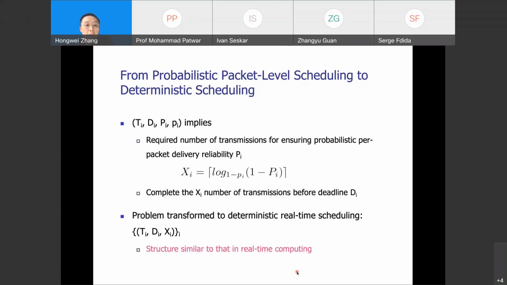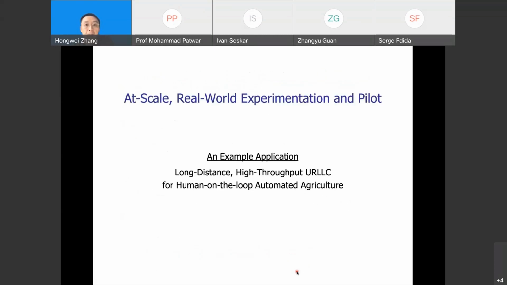But essentially, the takeaway here is that through this local structure and some transformation, you can enable the usage of rich literature from traditional real-time computing to solve some of the problems that are emerging in wireless network settings.